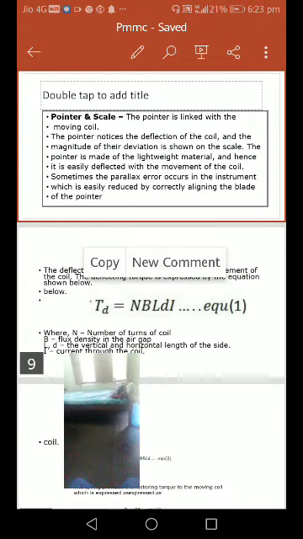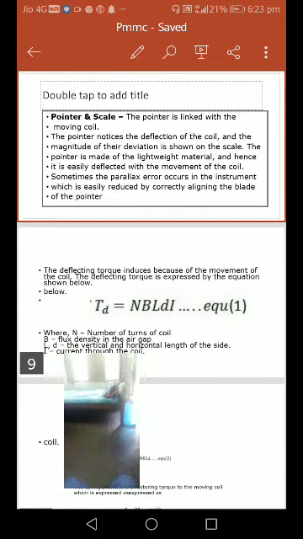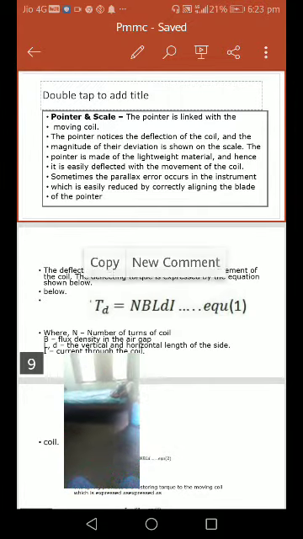The pointer is made of lightweight material, and hence it is easily deflected with the momentum of the coil.